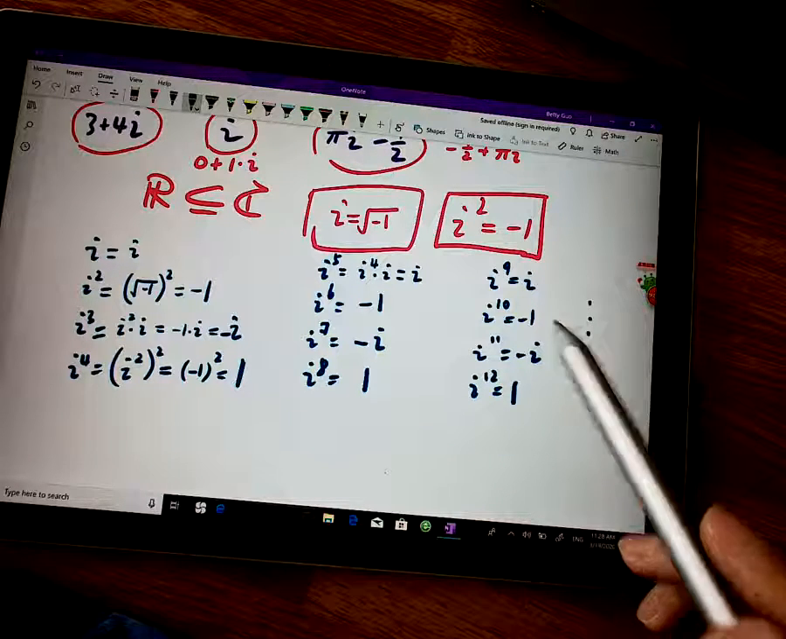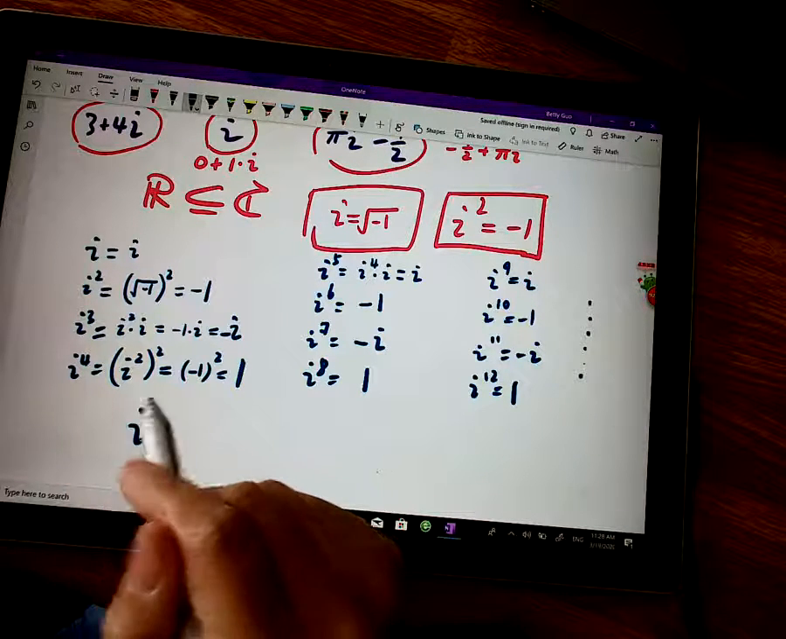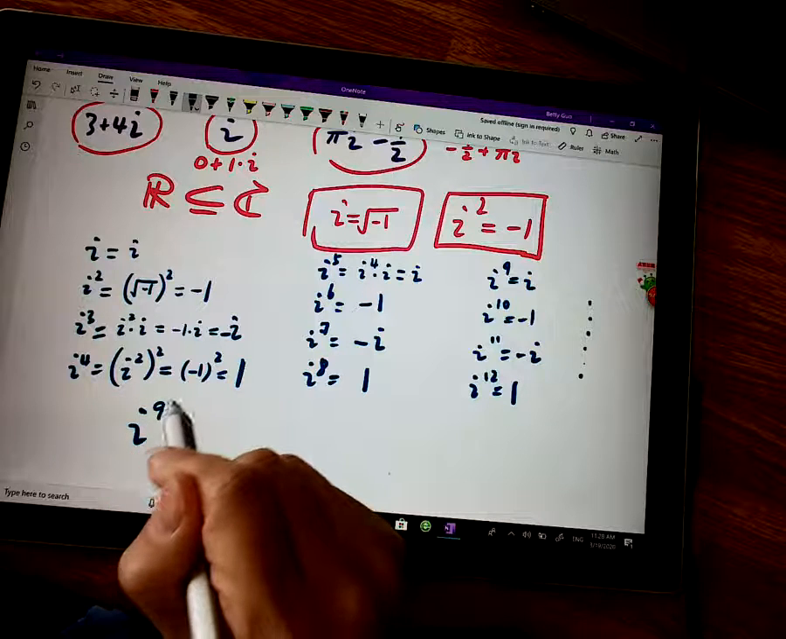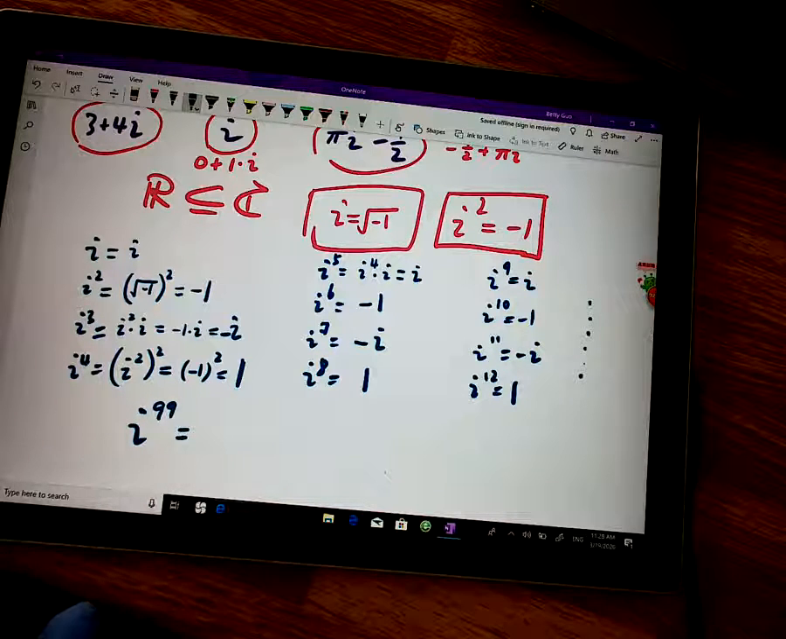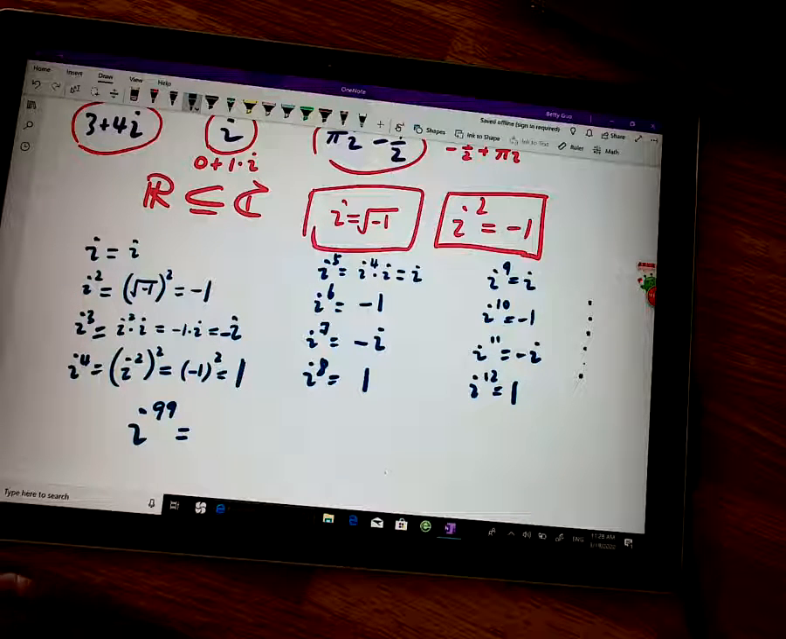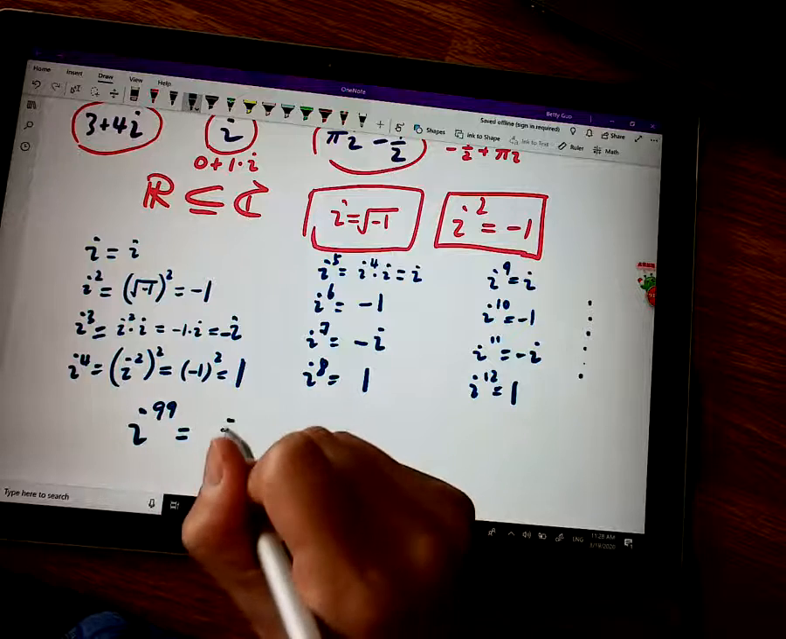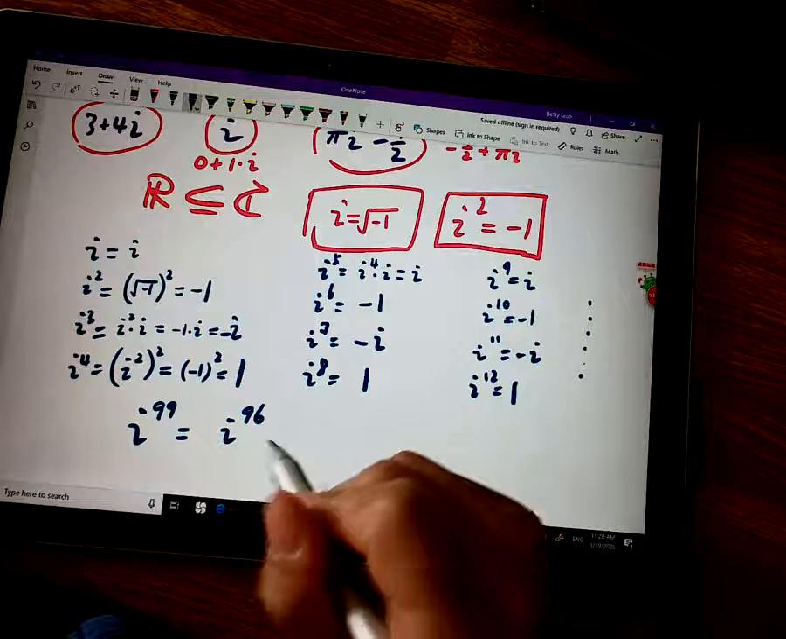Let's figure out one more. It's in my notes, i to the power of 99. Is 99 divisible by 4? No. Then how about 98? Is 98 divisible by 4? No. What about 97? Use your calculator to double check. 97 is not divisible by 4 either. What about 96? You will see 96, yes, 96 is divisible by 4.